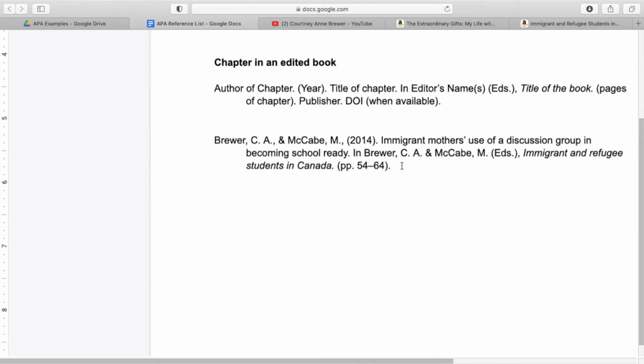End the whole thing off with the publisher. So the publisher in this case is Brush Education. You can look at the front of the book to find that out.